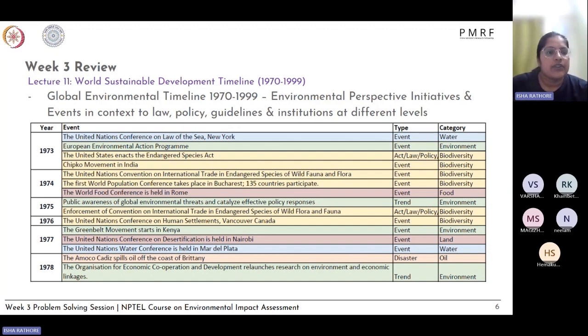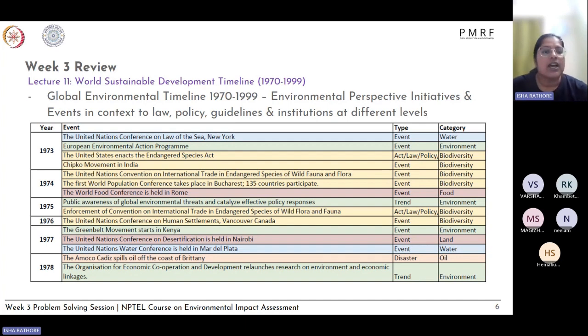Then in 1974, we had the United Nations Convention on International Trade in Endangered Species of Wild Fauna and Flora. So this was an event which looked at biodiversity. Then we also had the first World Population Conference, which took place in Bucharest, where 135 countries participated. We also had the World Food Conference, which was held in Rome.